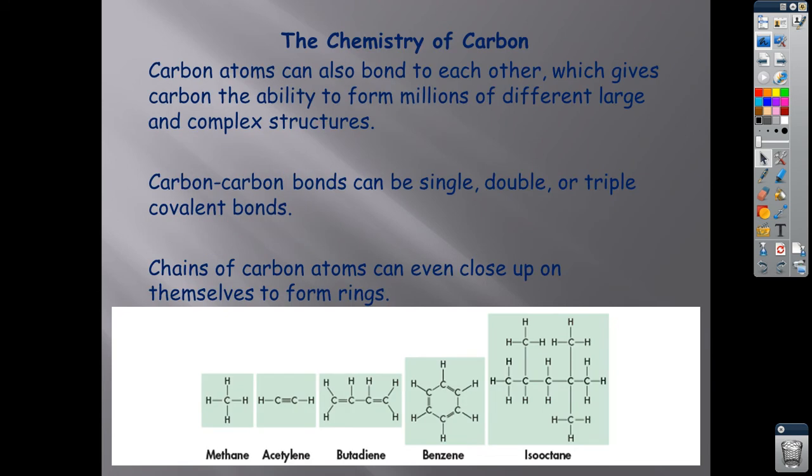Carbon can form single bonds, double bonds, and it can even form triple bonds. Sometimes, if you see here in benzene, it can form what we call carbon rings. Carbon can form a carbon ring with itself and then make single bonds with hydrogen atoms on the outside. That pretty much gives carbon the ability to form millions of different complex structures.